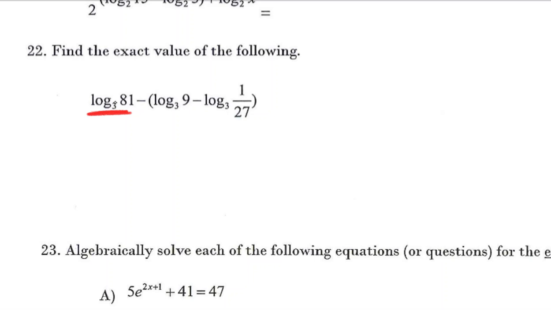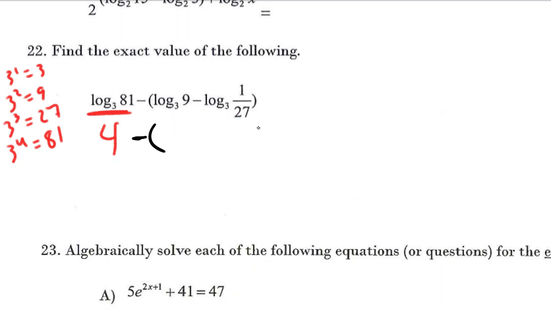So I'm going to ask myself, 3 to what power gives me 81? So I know 3 to the first is only 3, 3 squared is 9, 3 to the third would be 27, 3 to the fourth would be 81. So all of this becomes 4, and minus parentheses. Log base 3 of 9 would be 2, because 3 squared is 9, and then minus and minus.